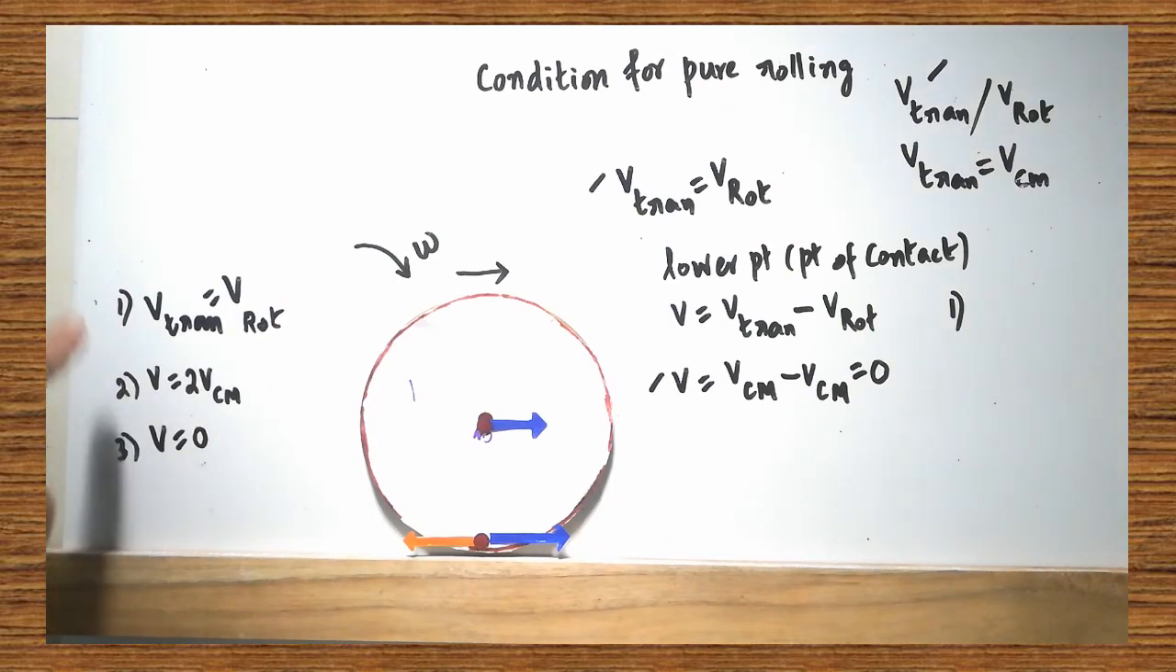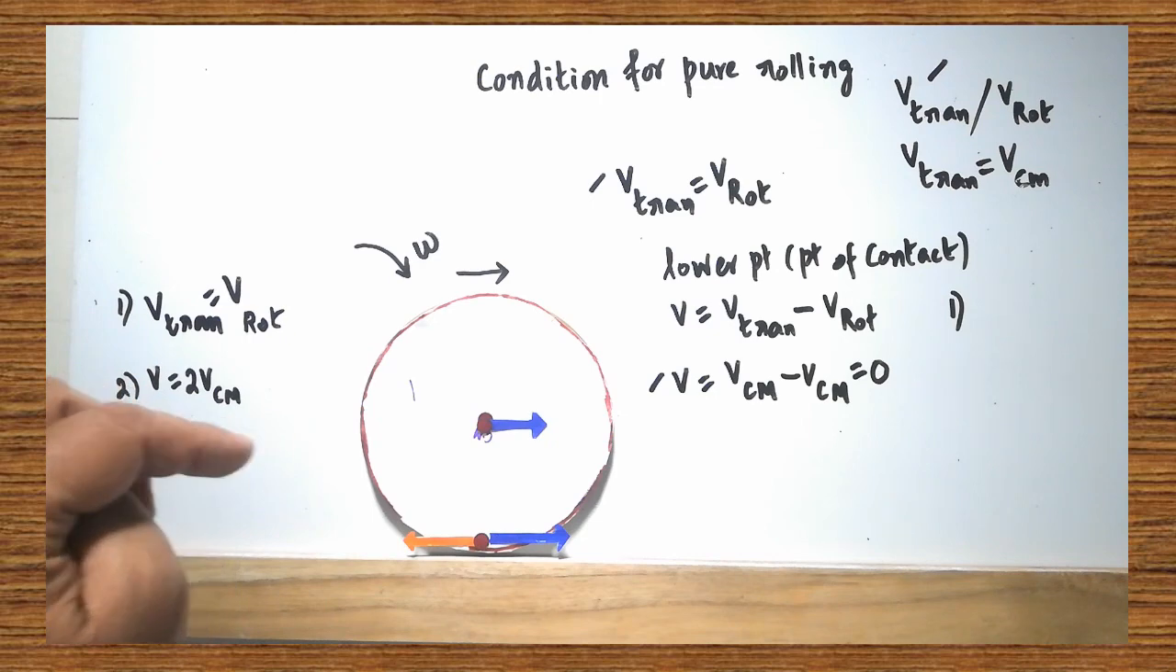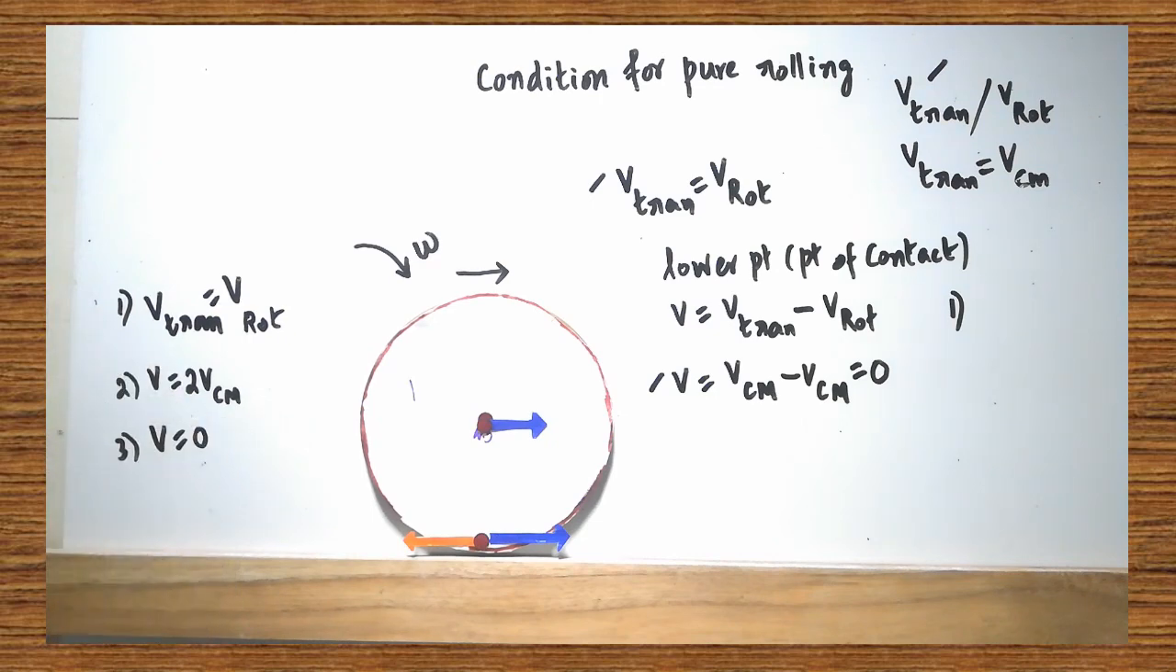All those conditions must be satisfied. Only then the condition for pure rolling is satisfied. Only then is it said to be pure rolling. So go through all the slides, line by line. Definitely you can understand the meaning of pure rolling.